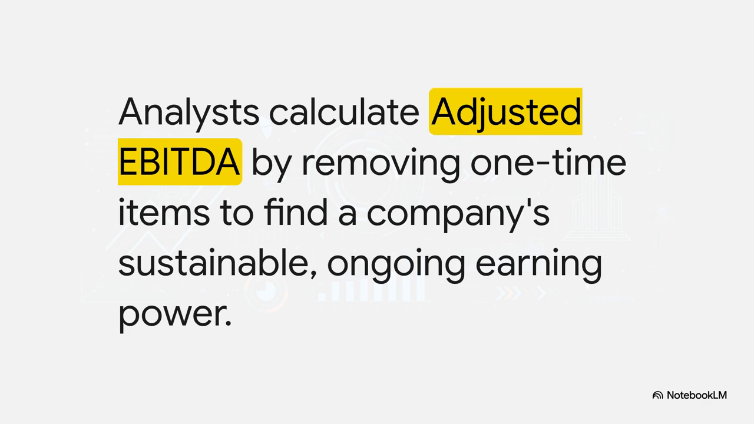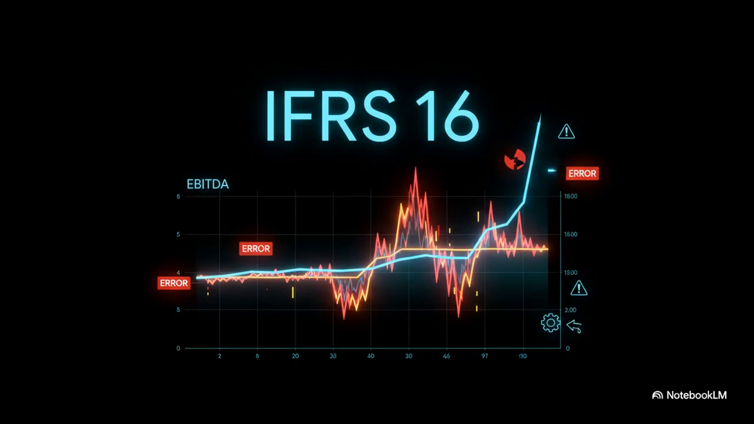Things like a huge restructuring charge or the cost of shutting down a factory. You want to get to a number that shows the company's true, sustainable earning power. And there is no better example of why this is so critical than a massive accounting change that happened recently called IFRS 16. It has to do with how companies account for their leases, and let me tell you, it created a huge artificial distortion in reported profits.